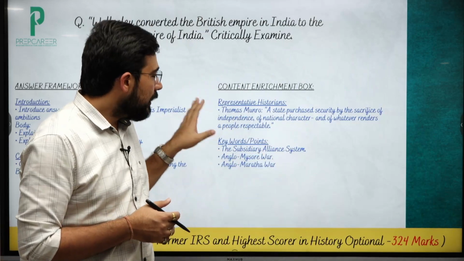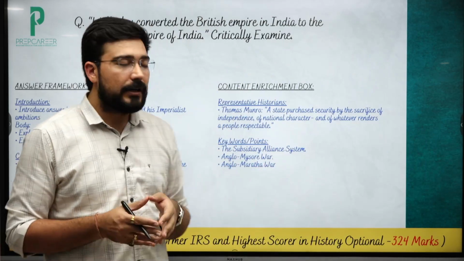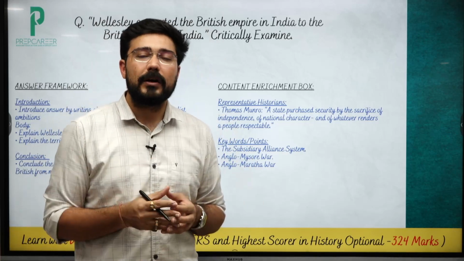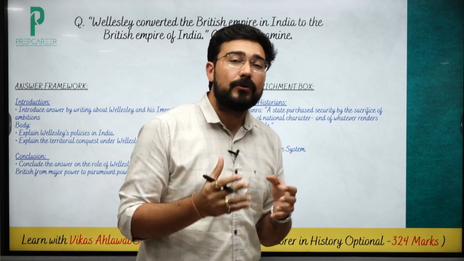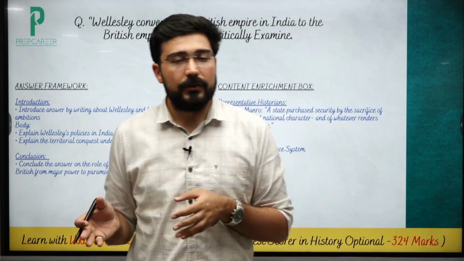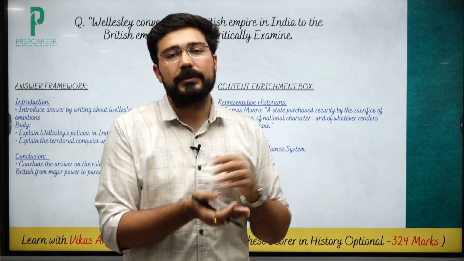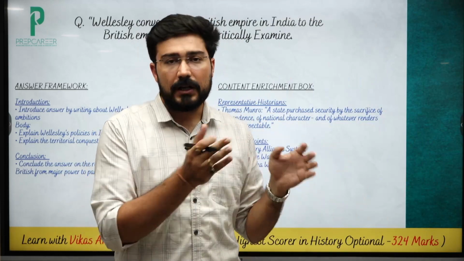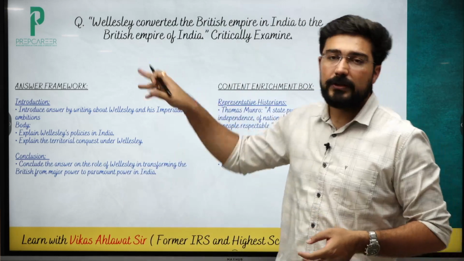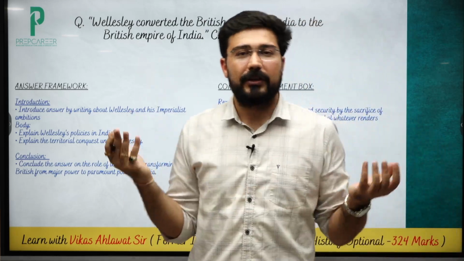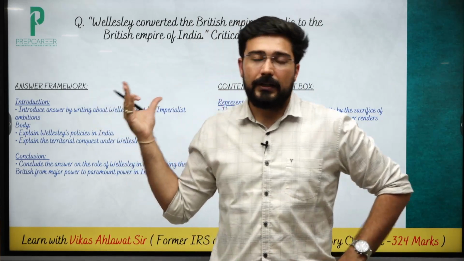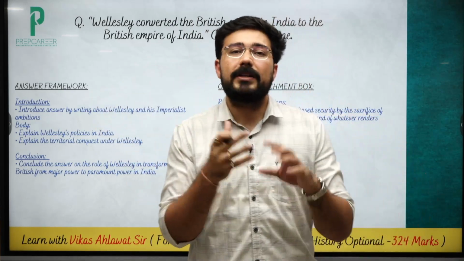And secondly, if you see the keywords, we have to remember the subsidiary alliance system, policy of ring fence, Anglo-Mysore war, Anglo-Maratha war. These are the keywords to be covered in this. You can even give the background with respect to the rise of Napoleon in Europe and the consequent tension for the British as a colonial power, and eventually this was used by Wellesley for expansion in India. So this is how you have to ensure that in such questions you are able to cover various dimensions.